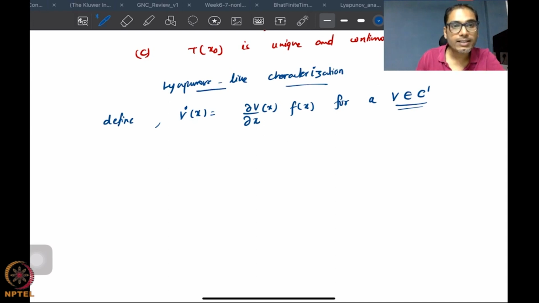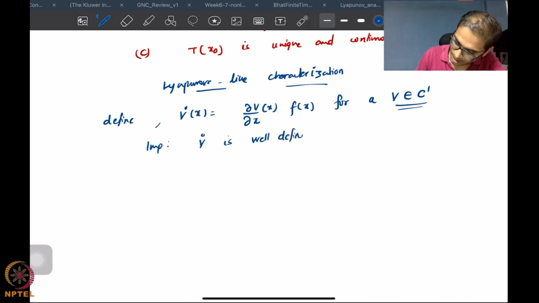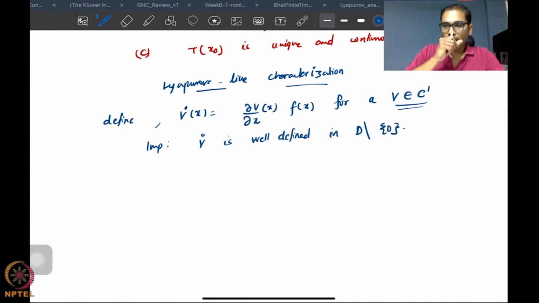So what we need to understand is that V dot is well defined in D removing 0, right? Because our solutions are well defined in D removing 0. Okay.